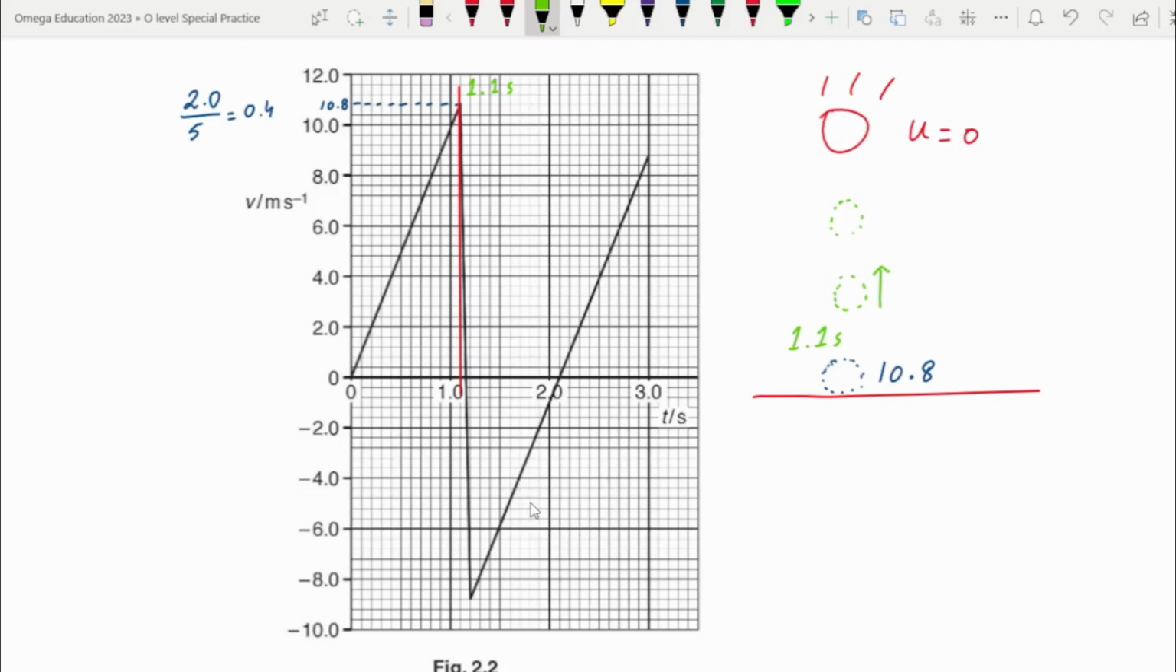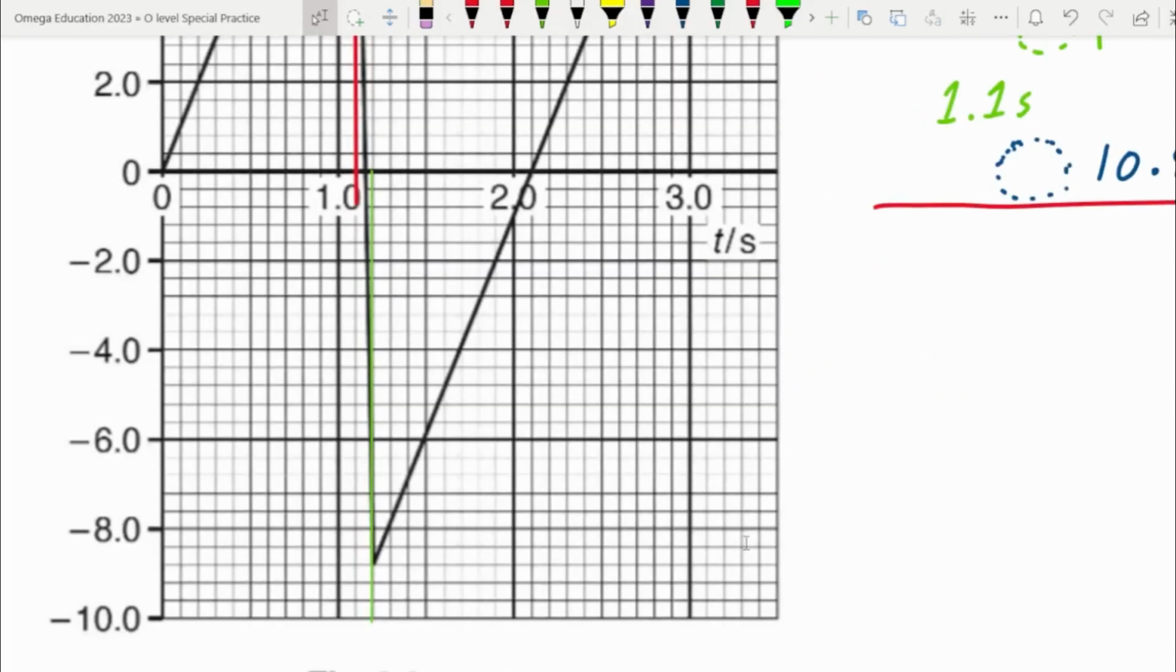So what is the instant of time at which the ball rebounds? Not the instant of time at which the ball touches the ground. I'm asking about the instant of time at which the ball rebounds. So let me draw a line here, and we might be able to comment better. This is the instant of time at which the ball rebounds.